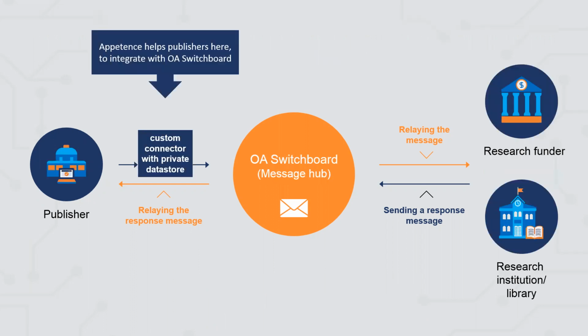So where does Appetence come in? Well, it's that arrow where the publisher sends a message to the message hub. The message hub has an API, but there might be all kinds of reasons why the publisher can't directly integrate with the API. And that's where we help these publishers with the integration. We build so-called custom connectors with or without a private data store. And that allows publishers to send messages through the switchboard to institutions and research funders.